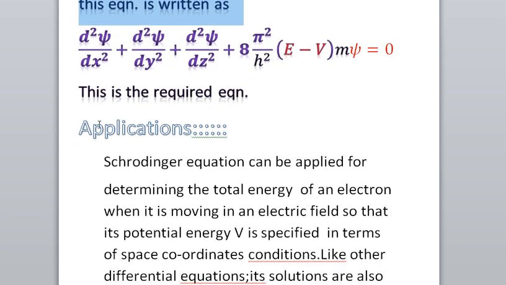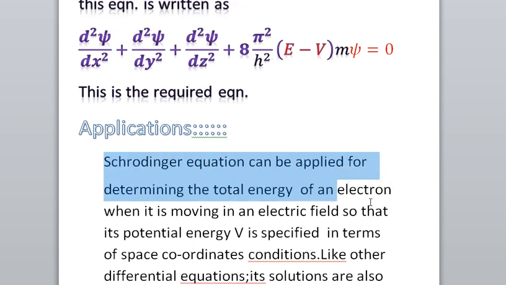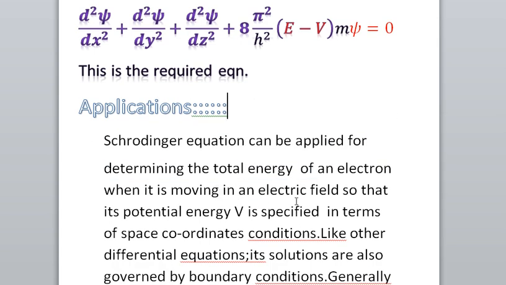Application of the Schrodinger equation. Schrodinger equation can be applied for determining the total energy of an electron when it is moving in an electric field, so that its potential energy V is specified in terms of space coordinate conditions.